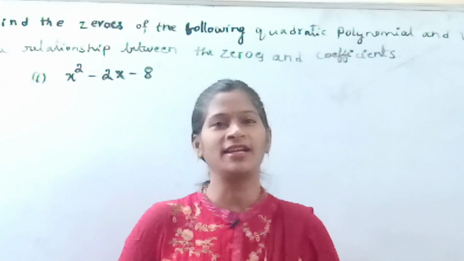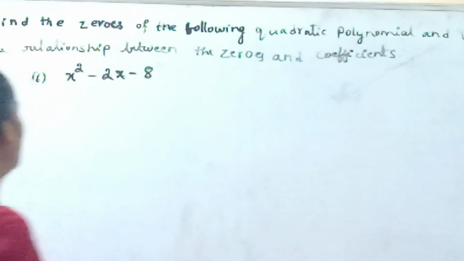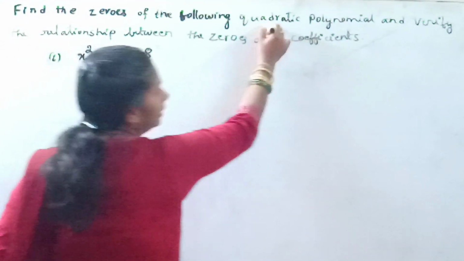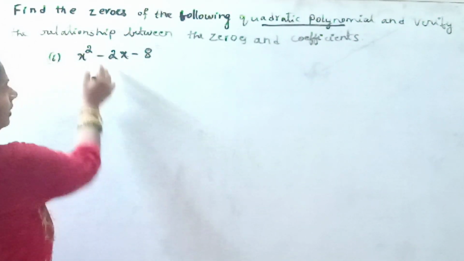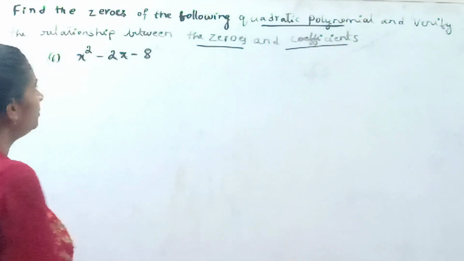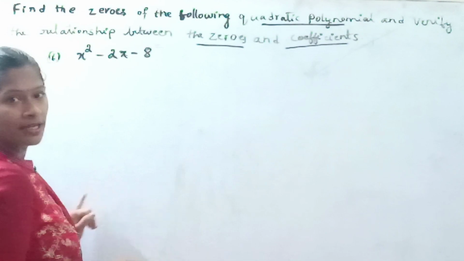Hi, let us solve second exercise problems of chapter polynomials. Coming to the first main problem, find the zeros of the following quadratic polynomial and verify the relation between the zeros and the coefficients. Coming to the first problem, x square minus 2x minus 8.